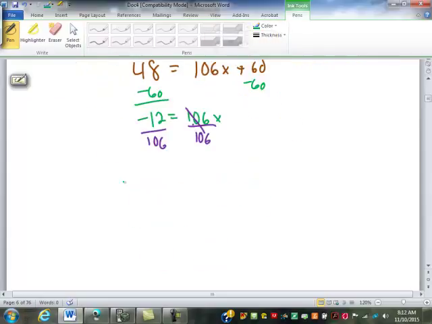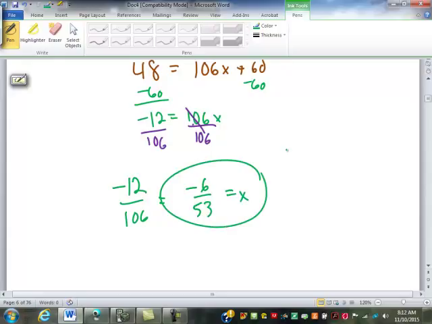So, negative 12 over 106. I would have just reduced it to a negative 6/53. But yeah, it's negative 0.113. Yeah, that sounds right.